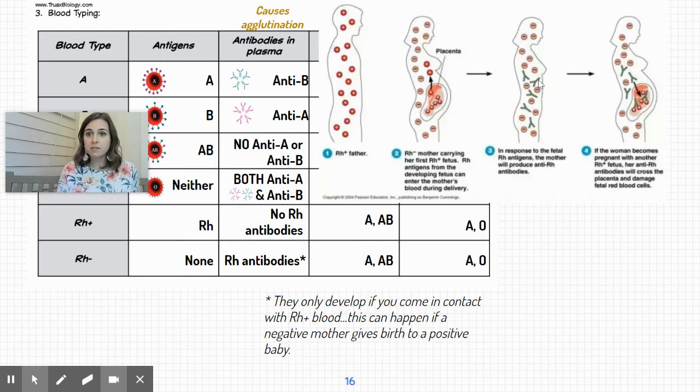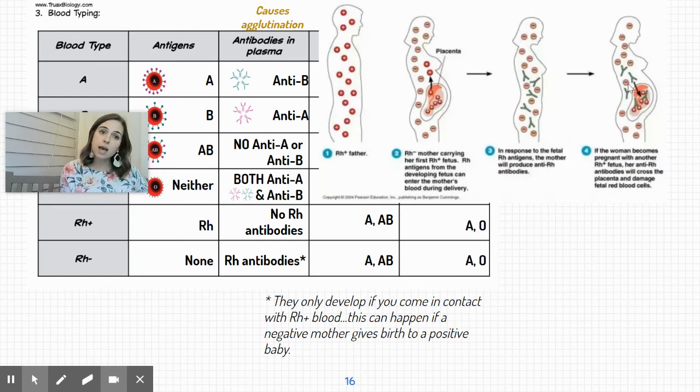So the problem is if the mom gets pregnant again, okay, and again, if it's the same man and he's positive, the chances of the baby being positive is also increased. If the second baby is positive and she has these antibodies present in her body, they will attack it. And then you would have a miscarriage. So not on the first, but on the second child that's born.